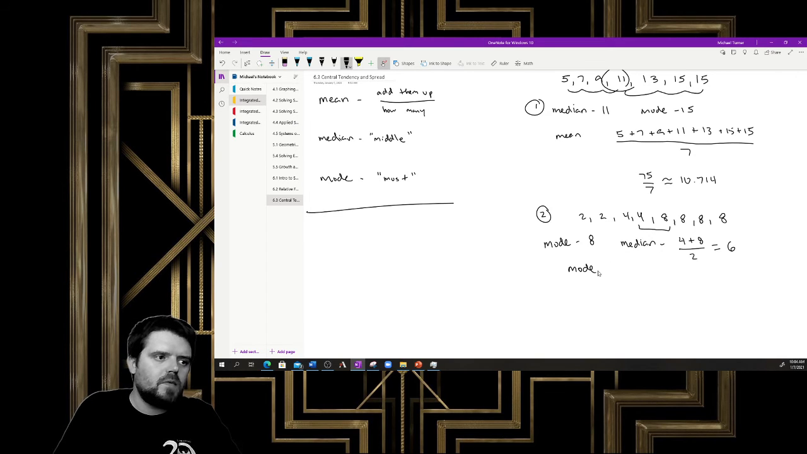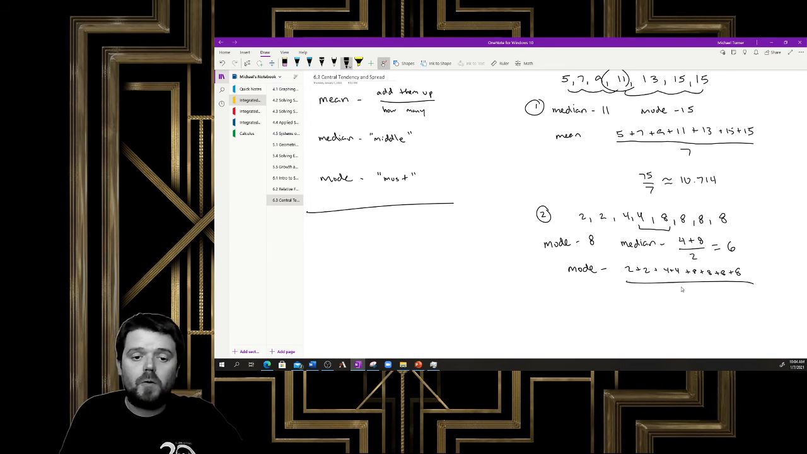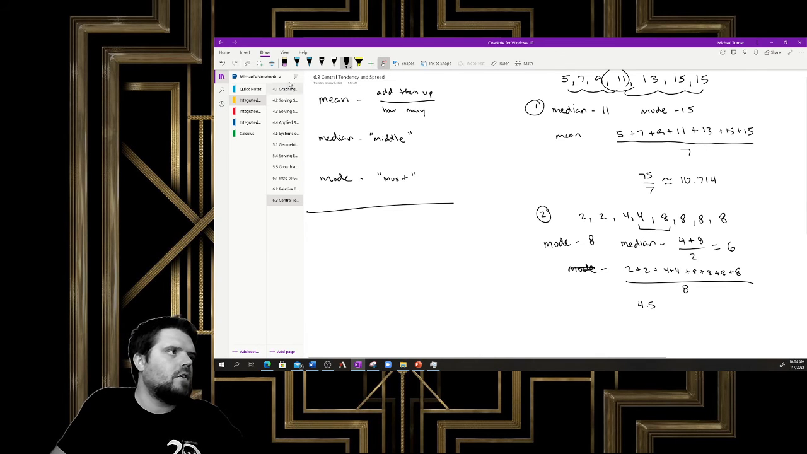Mean will still be the same. So for mean, I'm adding them up and dividing by how many there are. So 2, 2, 4, 4, 8, 8, 8, 8. That's 4, 8, 12, plus 32. That gives me 44 divided by 8, which would give me a mean of 4.5.